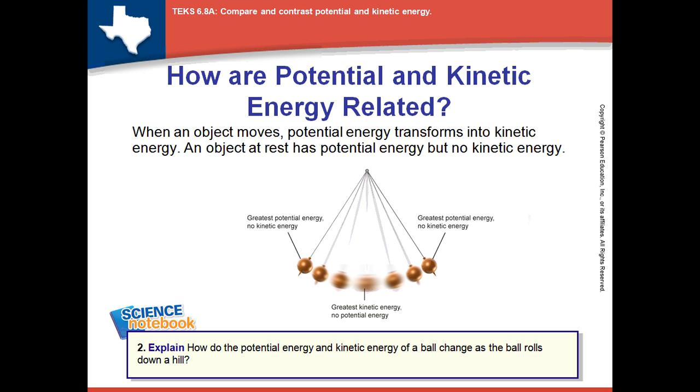So let's look at how they're related. When an object moves, potential energy transforms into kinetic. And then when a moving object stops moving, it's transferred from kinetic back to potential. An object at rest has potential energy but no kinetic energy. So looking at this object as it would swing back and forth, it would have its greatest potential energy at this point and at this point, because it would stop moving just for that split second and have potential energy before it started moving back. Its greatest kinetic energy would be right here.